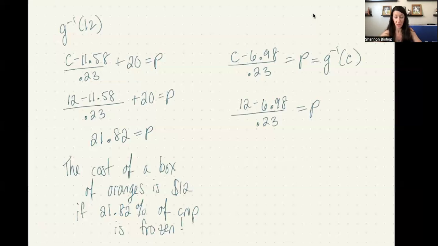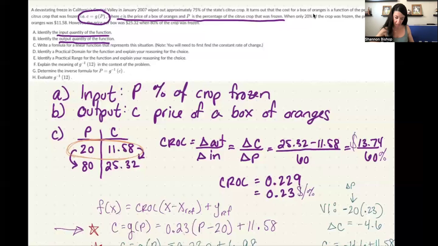And again, I'm going to double dog dare you to plug that in. You'll still get 21.82. The answer is the same. Okay. So that's where, once you have an inverse function, certainly you can plug stuff into it. Just like you can plug stuff into regular functions, of course you can plug stuff into inverse functions. That's the whole point of finding them sometimes. Okay, I think that was all of them. Is that all of them? Yeah, evaluate G inverse of 12. We did that, talked about it, nailed it.